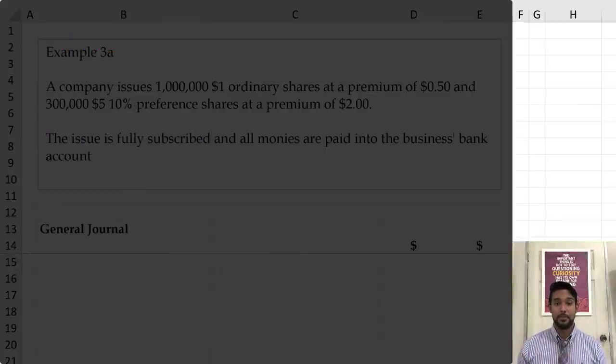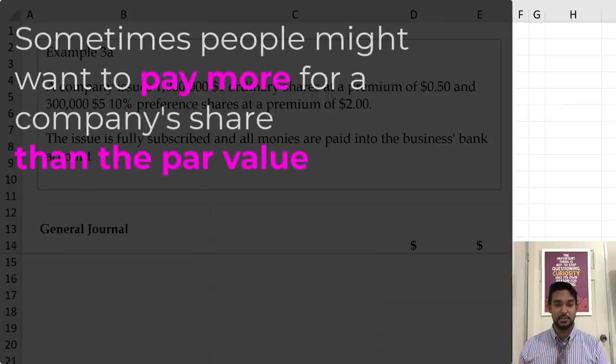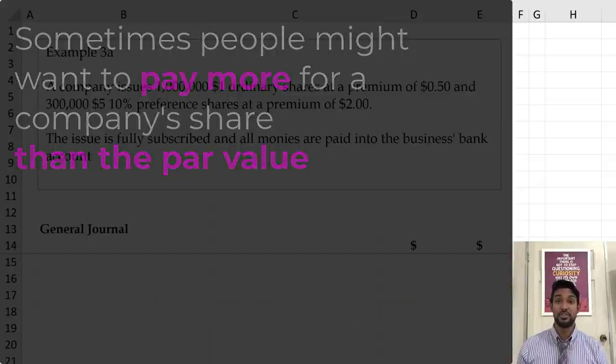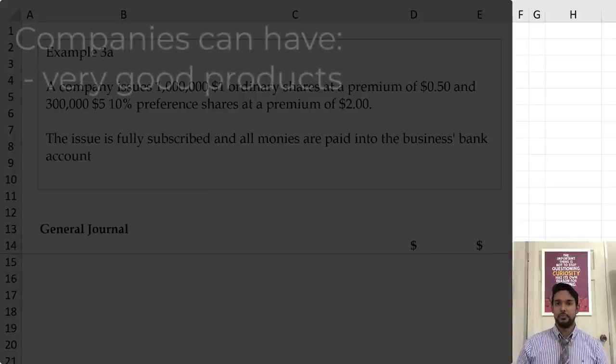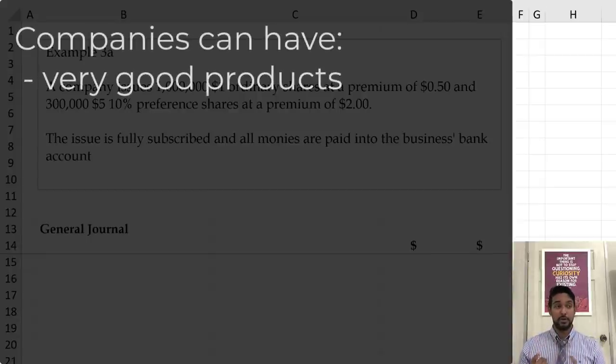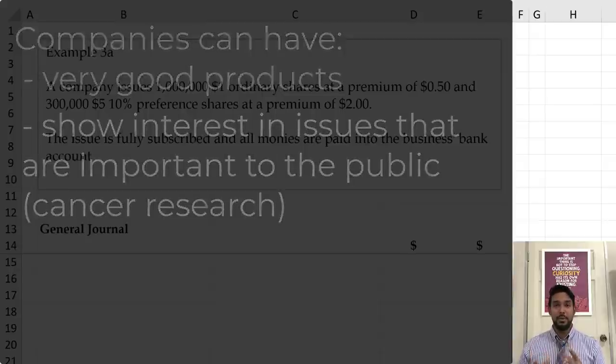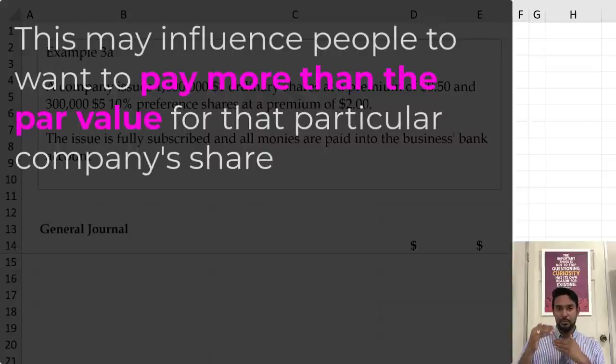So sometimes people might want to pay more for a company's shares than the par value. If you think of companies, for example, like Apple or Microsoft, or if you're feeling curious, Google, a company called Berkshire Hathaway, take a look at their share price. Quite interesting. Okay, so sometimes companies have very good products, very good goods and services. They may take an interest in a lot of current issues. They may support research on cancer. They may support environmental cleanups, that kind of stuff. So people might say, okay, I want to pay more than this company's par value for their share. And that drives the price.